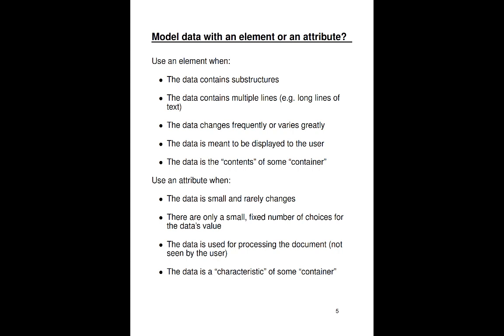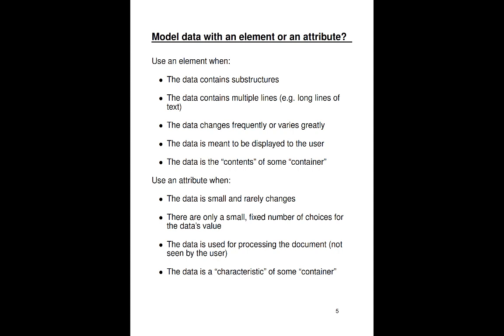One of the fundamental questions that must be answered when working with XML is how you model your data. XML provides two fundamental concepts that we've already covered, the element and the attribute, for representing data. So when should you model data with an element, and when should you model data with an attribute? Well, elements are appropriate for data that contains substructures. Like we saw, a person has a name. There's a substructure relationship. When you have data that's large, for instance, long lines of text, or data with many properties. If you have data with a lot of variation, something that changes frequently or has a lot of different values, that's a good use for an element.